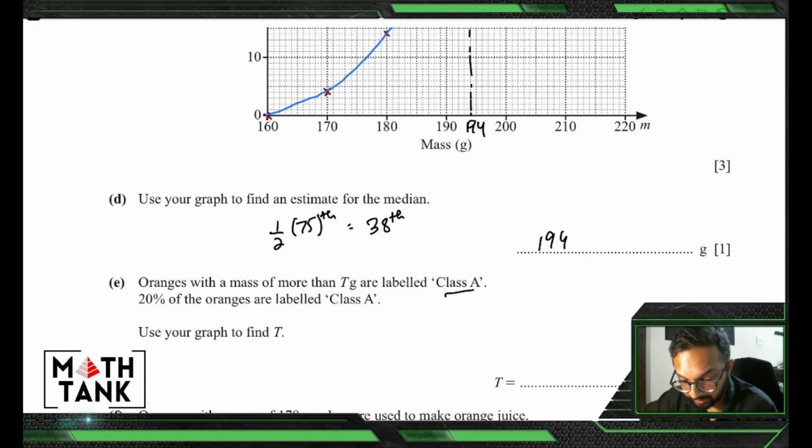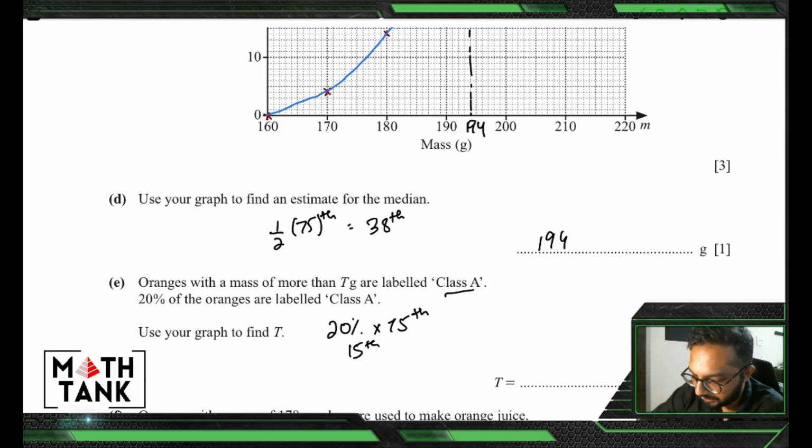Oranges with a mass of more than t grams are labeled as class A. 20% of those are labeled as class A. So only 20% of the 75. So what does that give me? 15. So I'm looking for 15 oranges, not the 75th, just 75. I'm not talking about a position.